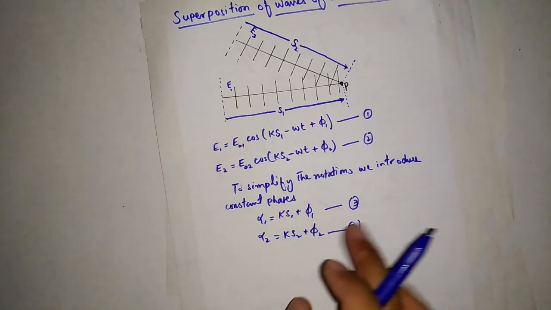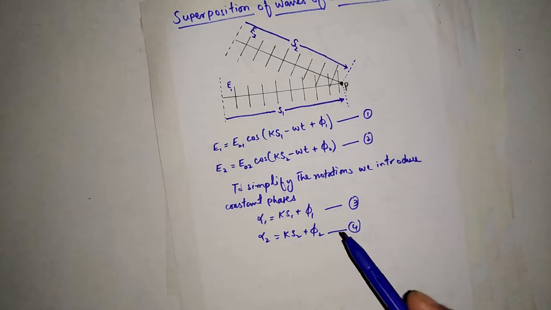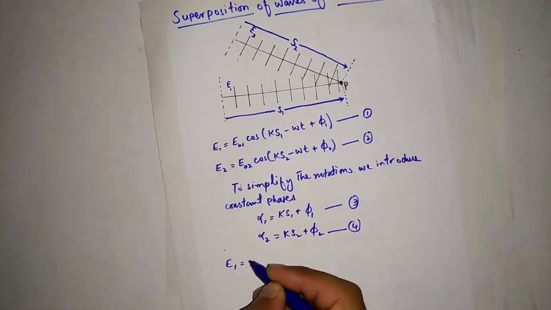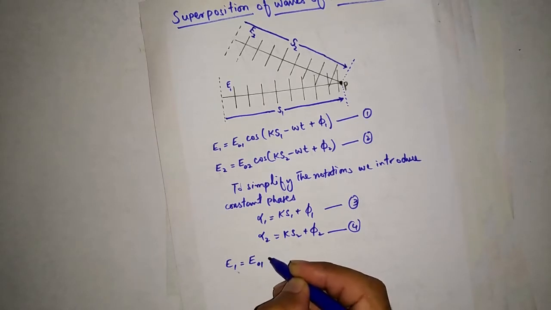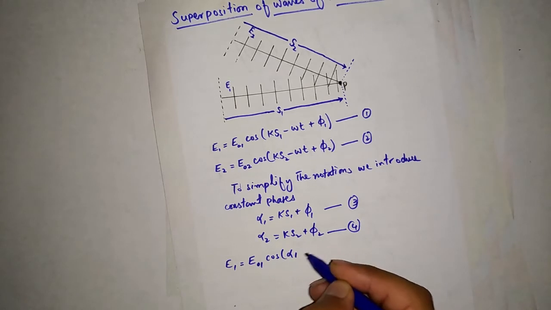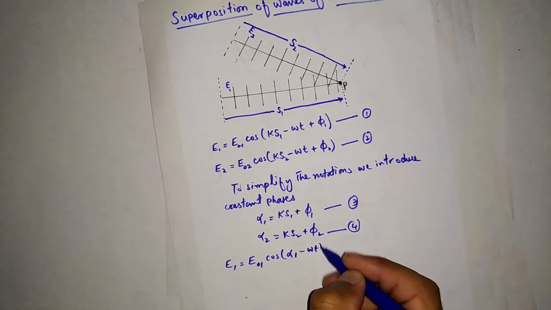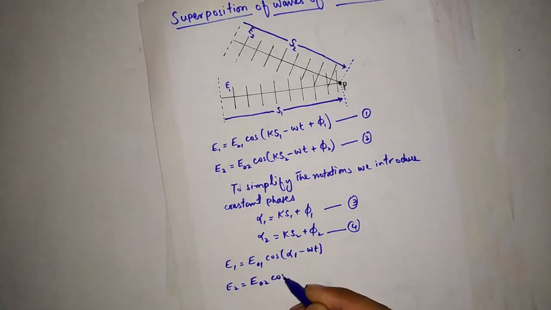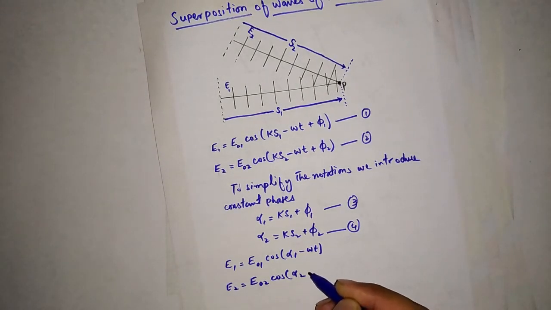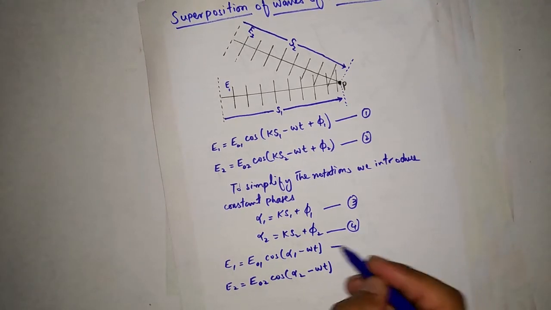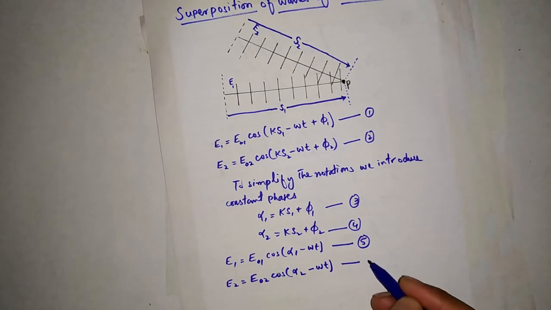Thus the time variation of the electromagnetic waves at a given point can be expressed as E1 equal to E0 1 cos of alpha 1 minus omega t, and E2 equal to E0 2 cos of alpha 2 minus omega t. Clear? This is equation number 5, and this one is 6.